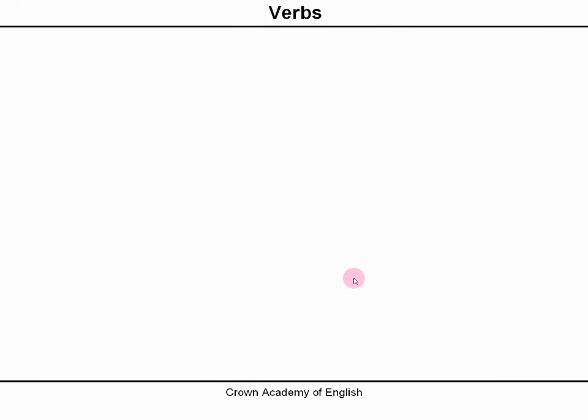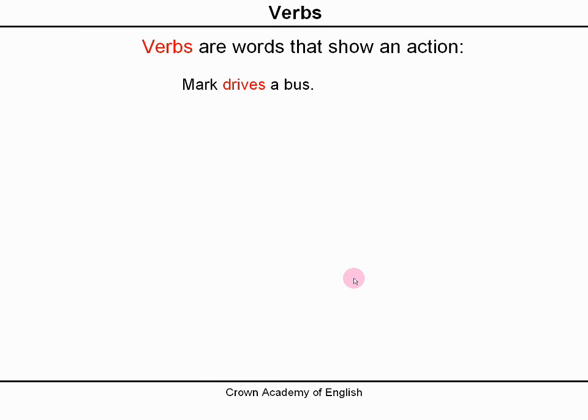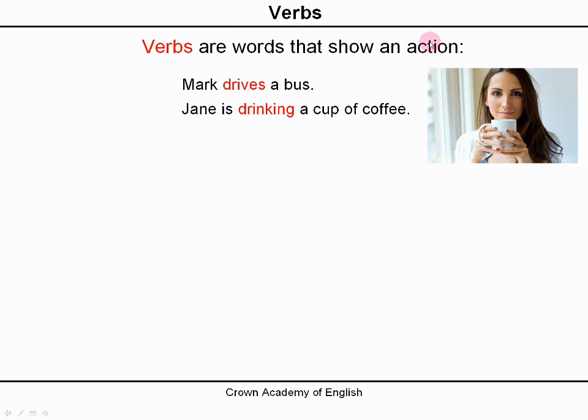Verbs. Very important. Verbs are words that show an action. Example, Mark drives a bus. This is an action, to drive. Jane is drinking a cup of coffee. So this word, drink, drinking, it tells us what Jane is doing. It's an action. We played football. This is an example of the verb in the past tense. We played football.